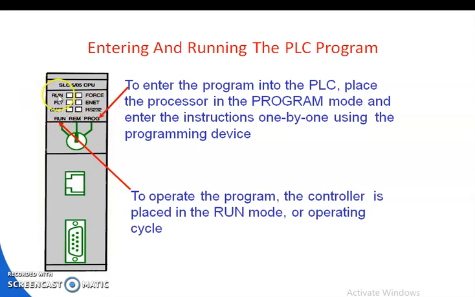The first one is RUN, having a specified box. FRC, force, having another specified box. FLT, filter, another box. ENET, another box. BATT, another box. RS232, another box. This one is the run program. This one is REM. This one is programming.